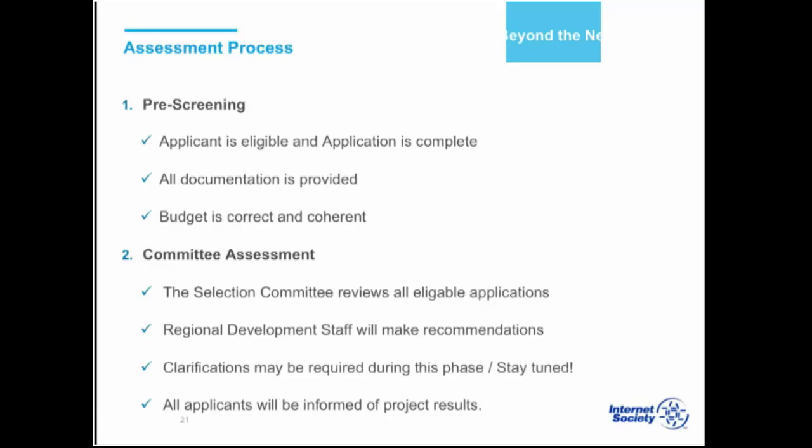Because if we see an application where people are asking for 60,000, it's out of our scope, of course. So we're not going to support it. We're not going to look into the application, because it means that this person didn't even read the guidelines, the program requirements. So this is the type of thing that we look for in the pre-screening.